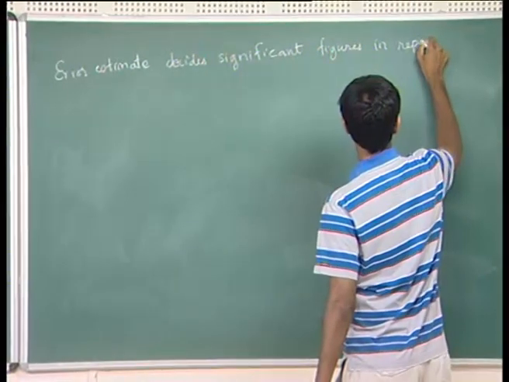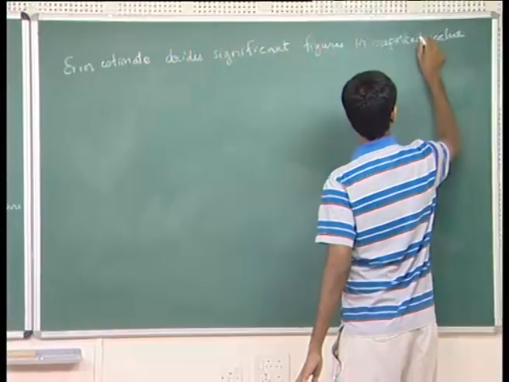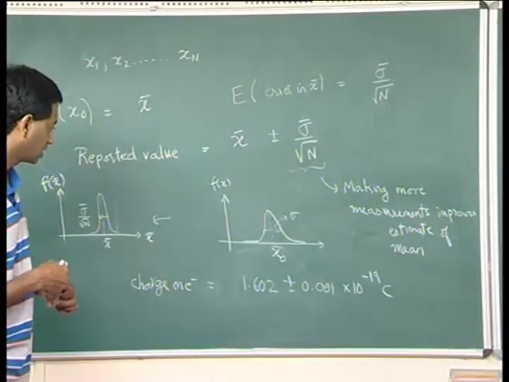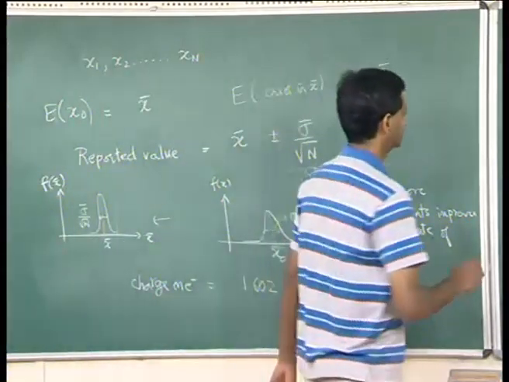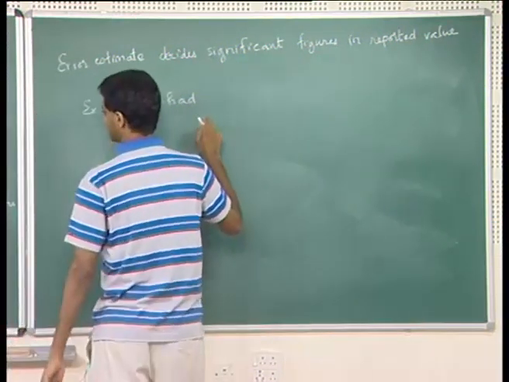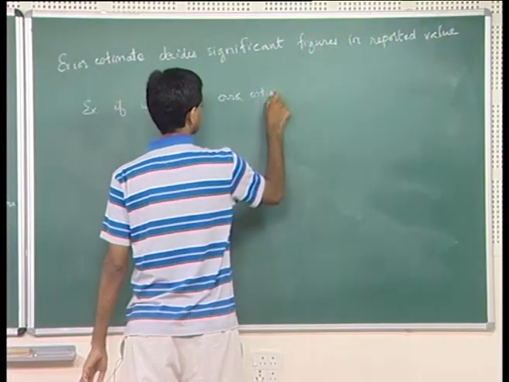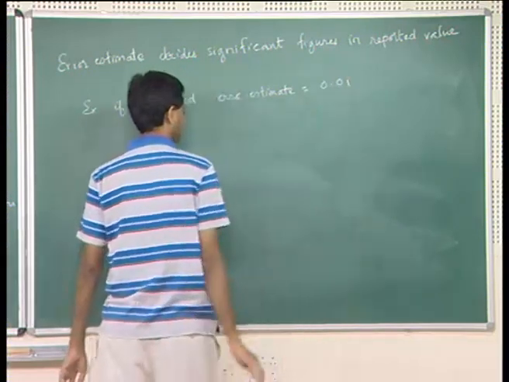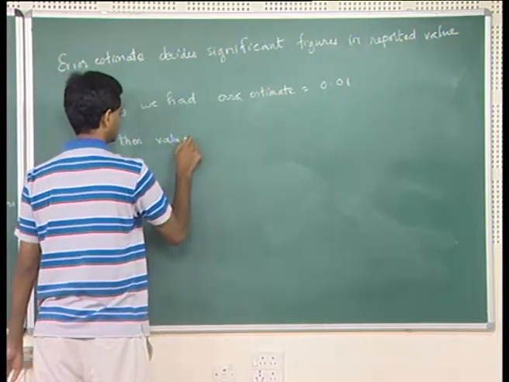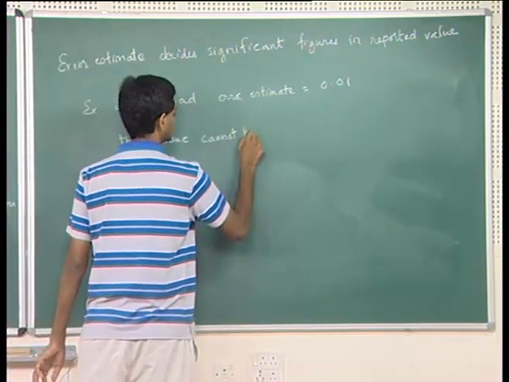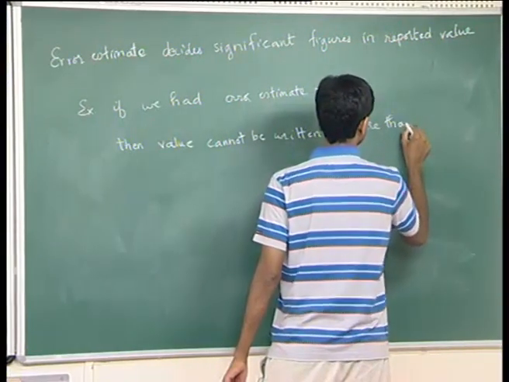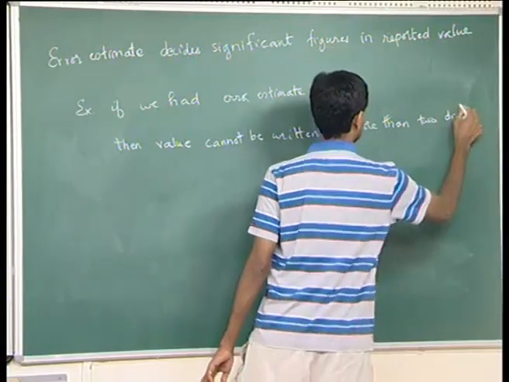In reported value. Okay, so the error estimate is what decides how many significant figures you will use in the reported values. Okay, so if we had, for example, an error estimate equal to 0.01, okay, then the value cannot be written in more than 2 digits after decimal.